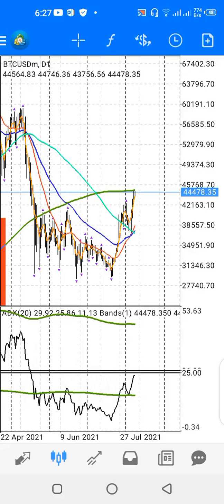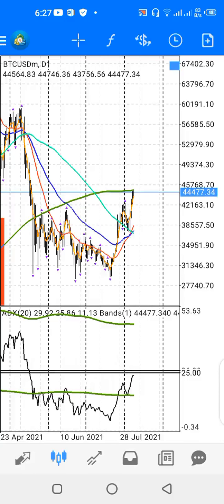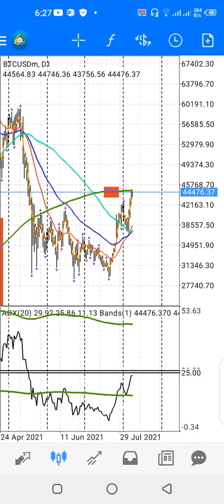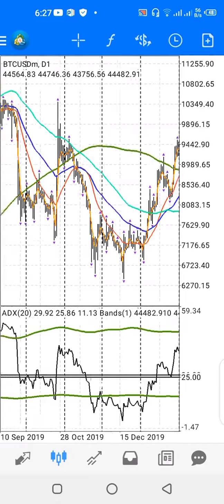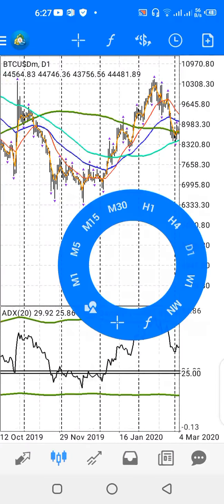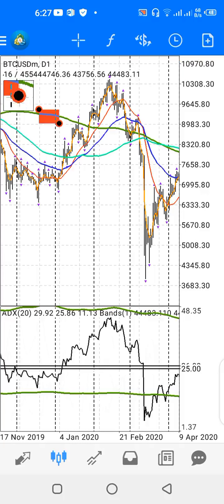this particular green line is my trend line. It determines the trend. If it's moving up, that means I'm in an uptrend, and if it's going down, like it's going down somewhere around here, that means I'm in a downtrend.